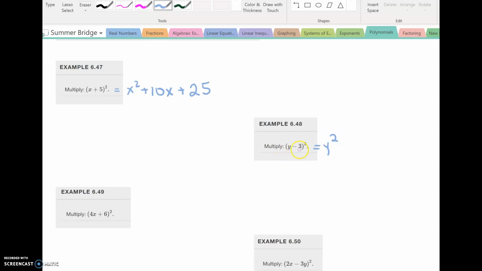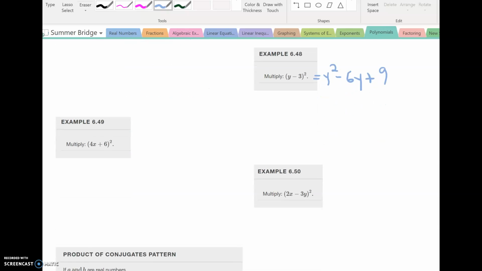Then I'm going to multiply y times negative 3, which is negative 3y, and then I'm going to multiply by 2. So I have negative 6y. And then my last term is always going to be positive, and that's 3 squared, which is 9. And that's my answer for that example.